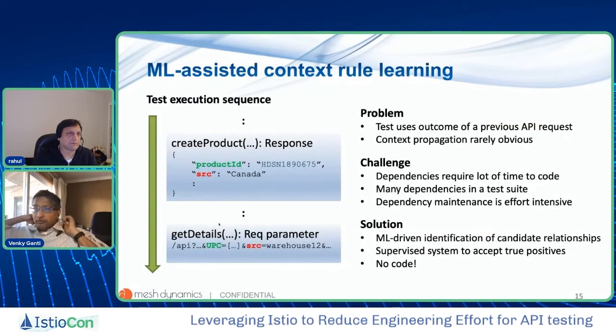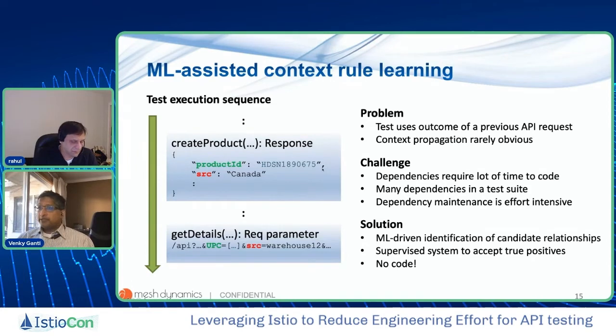In that one particular flow, let's take an example sequence where there's a create product API followed by a get details of the product. The create product always generates a dynamic product ID. In this particular case, when we recorded the traffic, it's HDSN189 something, right? And the same product ID value is being used in this UPC parameter here to get the details of the product and perhaps the stores that contain the product.